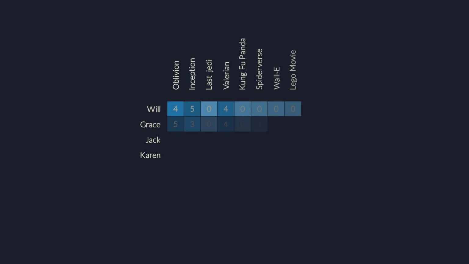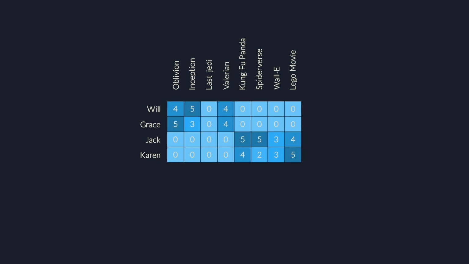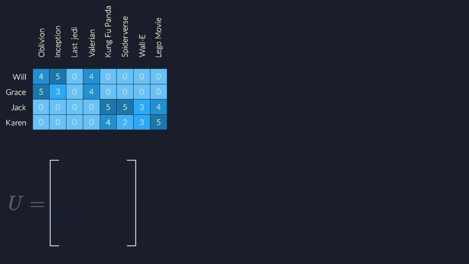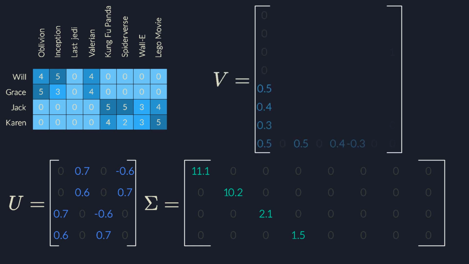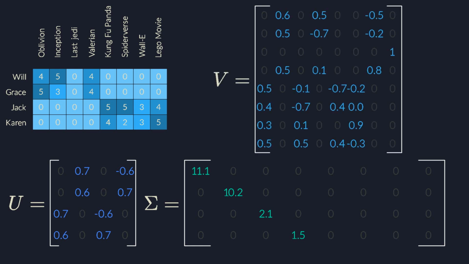Now that we have a good geometric understanding of the ellipse, let's look at the algebra. Here is a matrix of movie scores collected by an online streaming service or a movie database. Each row is a user, and each column is a movie. Will and Grace love science fiction movies, while Jack and Karen are fans of animation. You may also notice that there are certain movies that nobody really likes. If you have some programming skills, you could decompose this matrix using Python and NumPy. But it's much easier to just ask Wolfram Alpha, so that's what I did. It gave me these results.